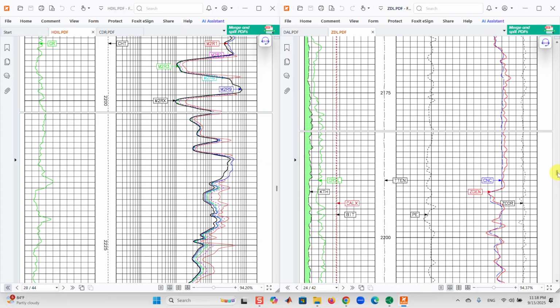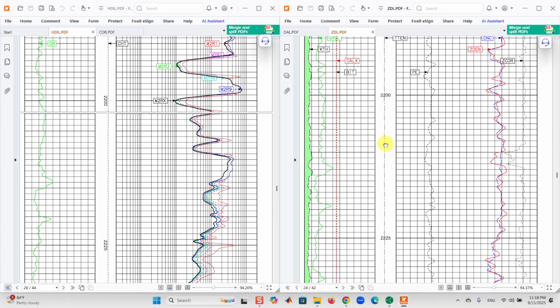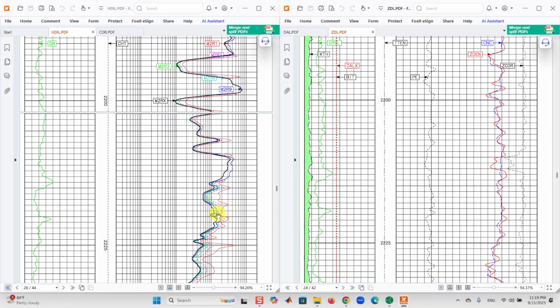Let's check the ZDL log at 2200. As can be seen, this gamma ray peak is not matched with the gamma ray peak in the nuclear log. About 1 meter or 1.2 meters, the nuclear logs should be deepened. The nuclear log is shallower than the resistivity log, and it should be deepened by 1.2 or 1.3 MDD to be depth matched with the sonic and resistivity set.